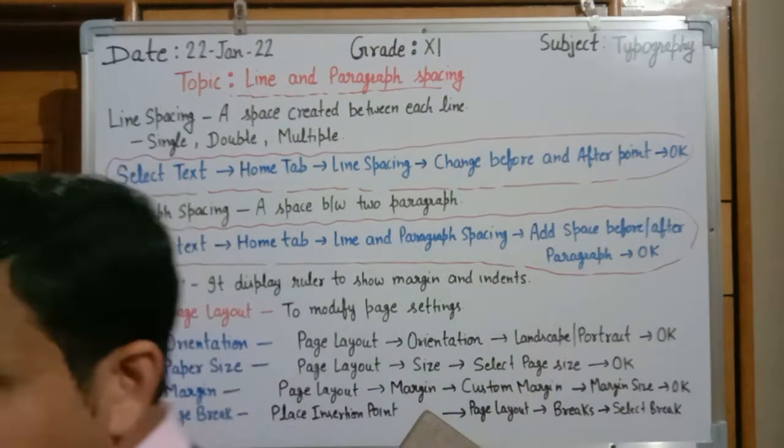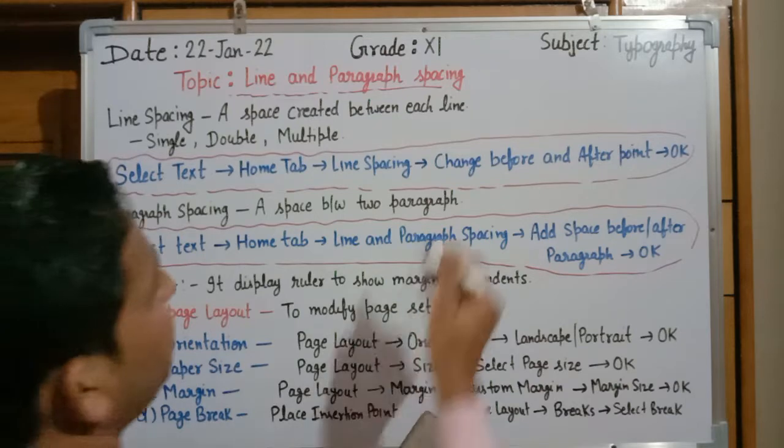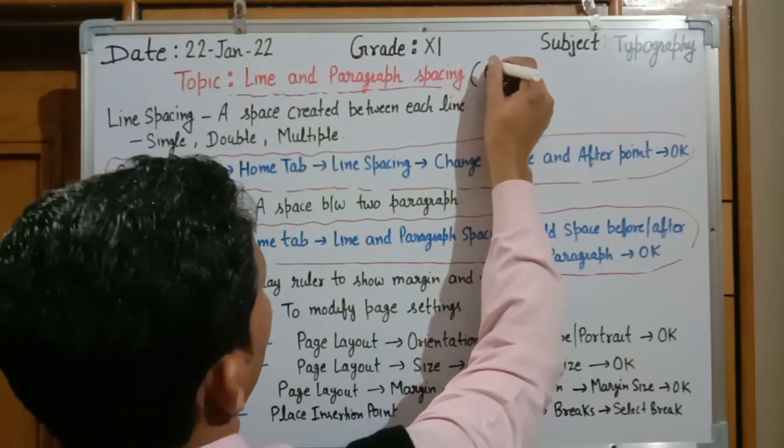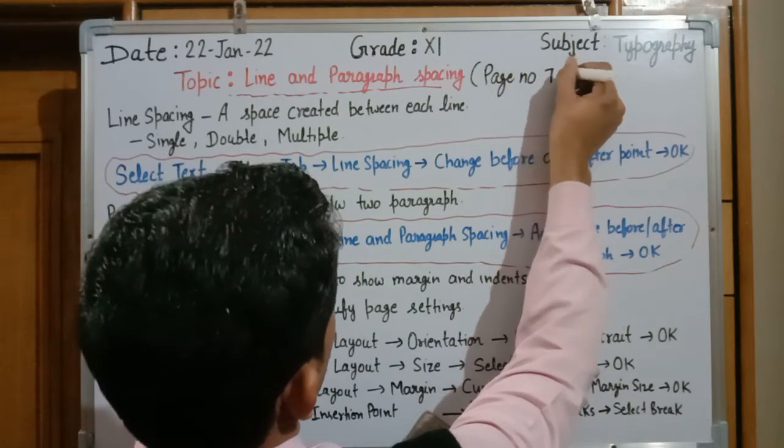In today's session, we are continuing with chapter 6. Next topic, that is line and spacing between a paragraph. This topic is on page number 79.